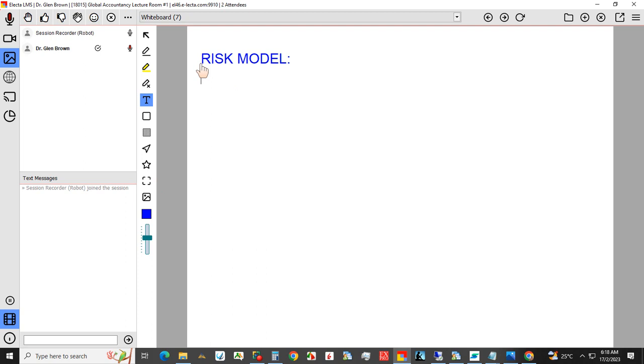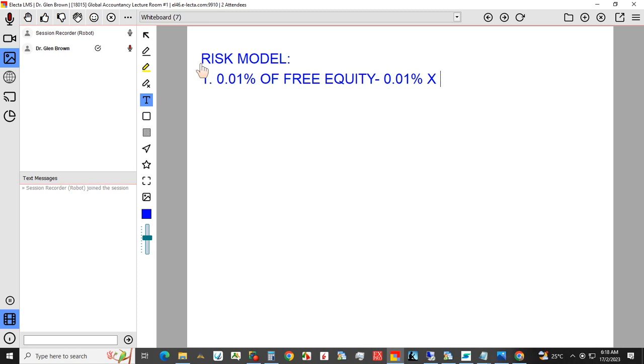For the risk model one, for this size account, we are risking 0.01% of free equity. In this case, that is 0.01% of 20 million.